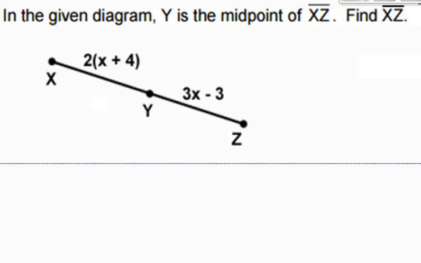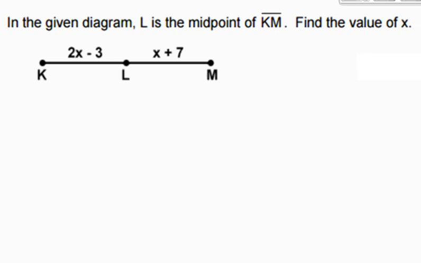Okay, so this one's a little bit different setup, but not really. I'm sure you could figure it out, that if y is the midpoint of xz, then you would have to set these equal to each other to solve for x. And then once you find x, you could plug that in and find out the total distance. So take a moment to finish up that problem. And finally, similar problem, find the value of x. So it's not asking you to plug it back in, it's just saying to solve for x.